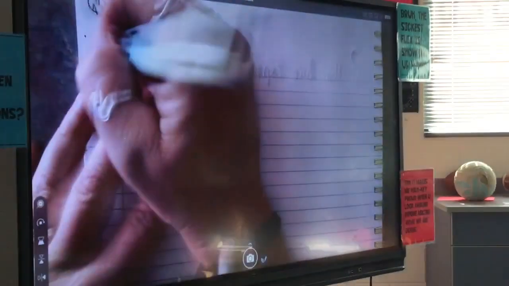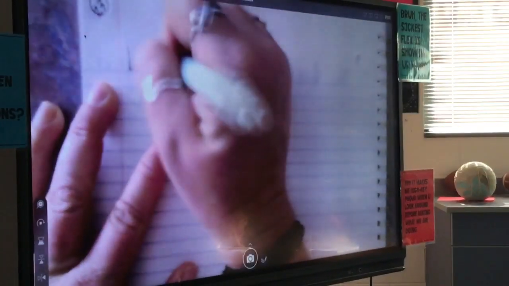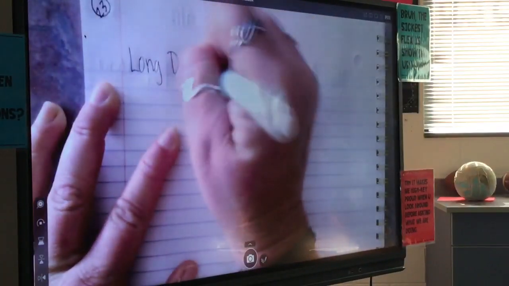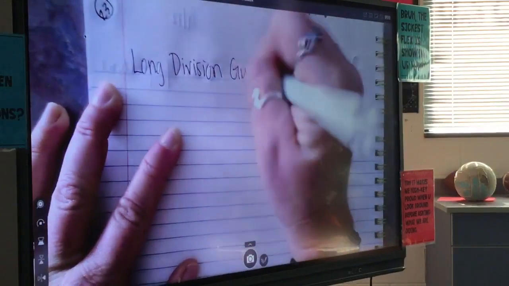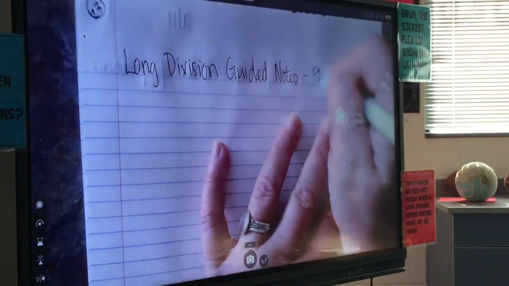Go ahead and title the next blank left page long division guided notes. And then put today's date, which is 9/12.